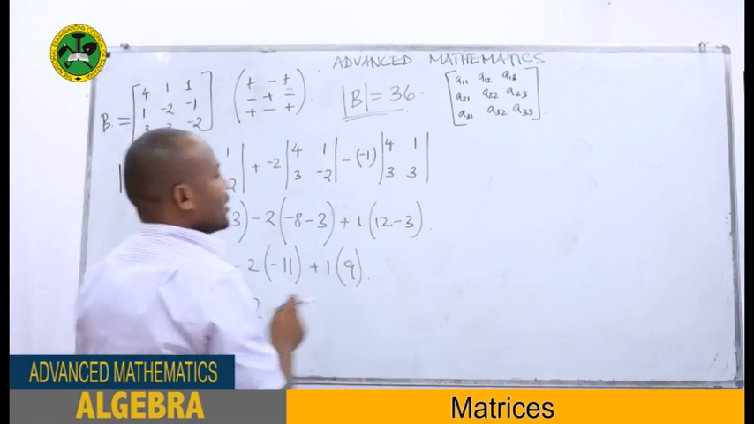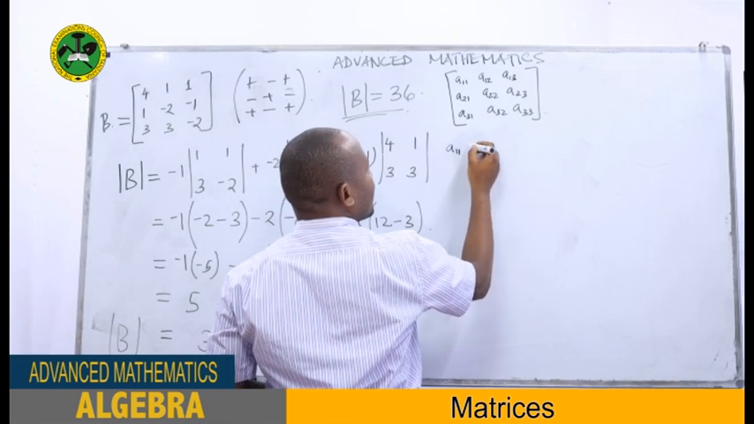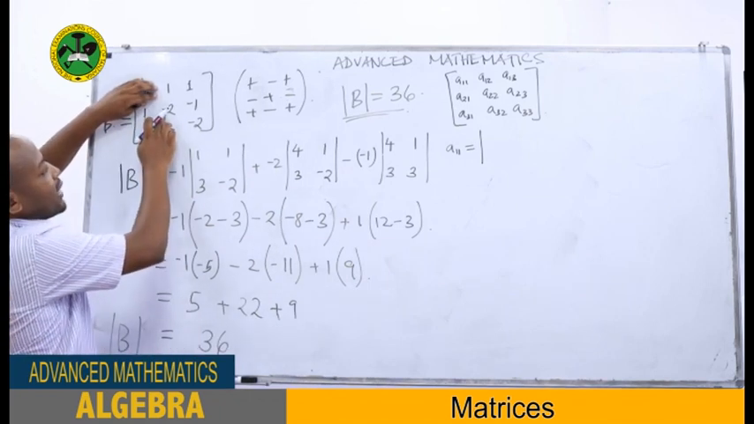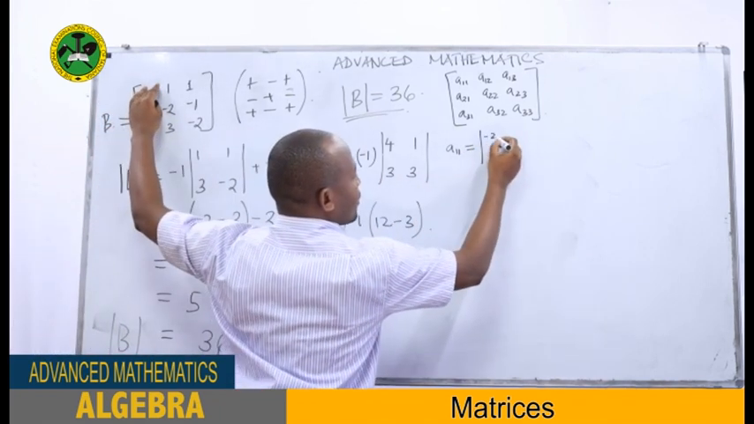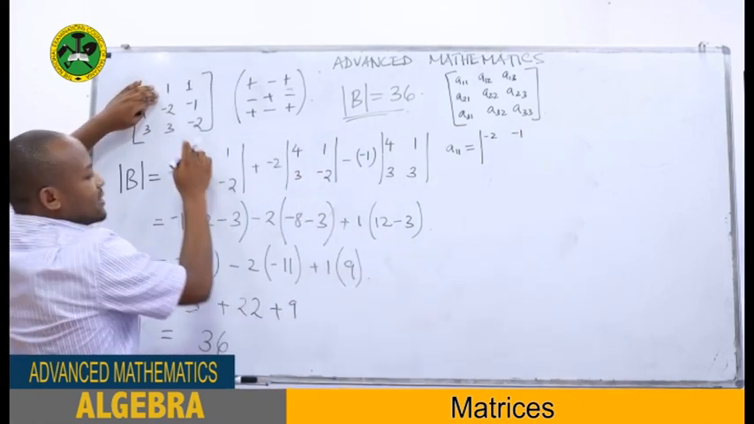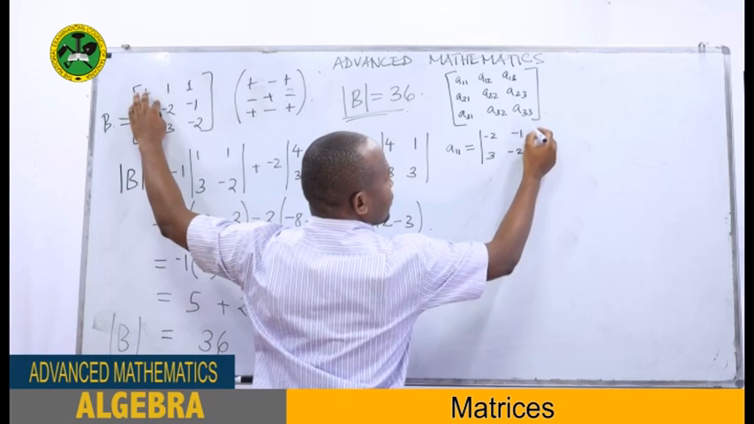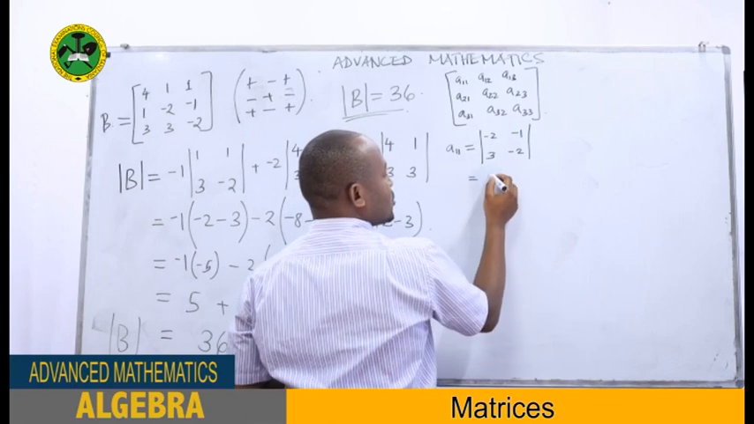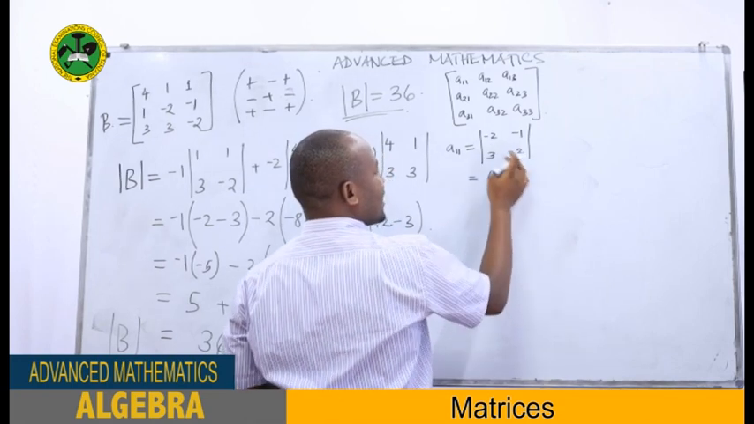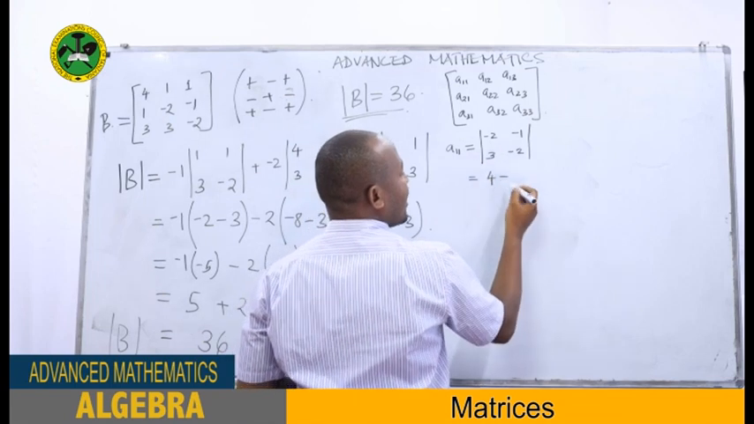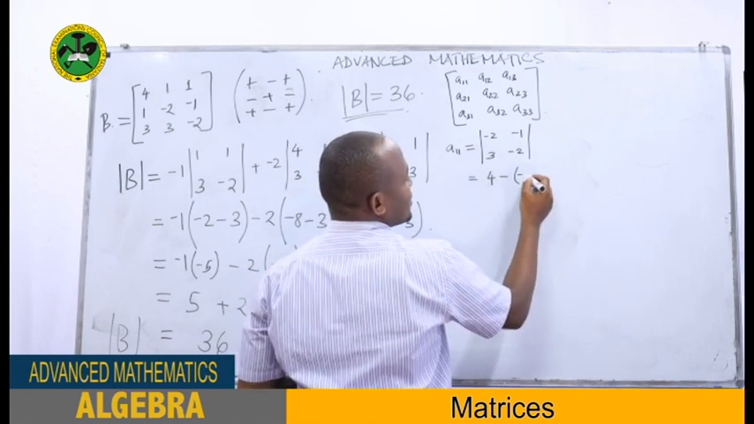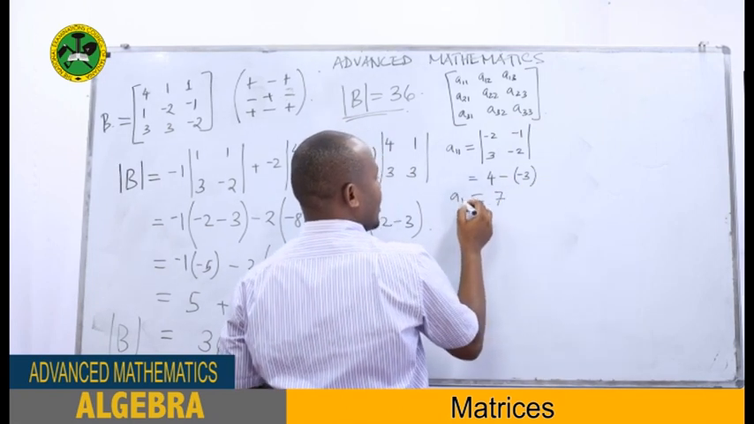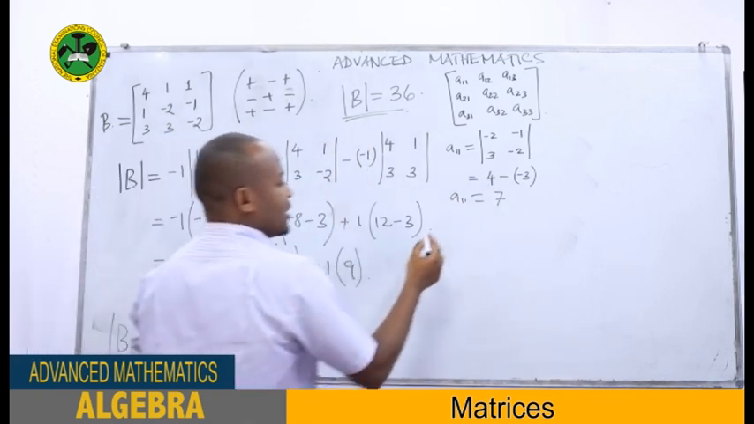Now let's see. The determinant of, that means we are left with negative 2, negative 1, 3, negative 2, and we can find the determinant of that. It equals 4, from negative 2 times negative 2, minus 3 times negative 1, which is negative 3, and if you manipulate that, it is 7. That means A1,1 equals 7. Now let's see A1,2.